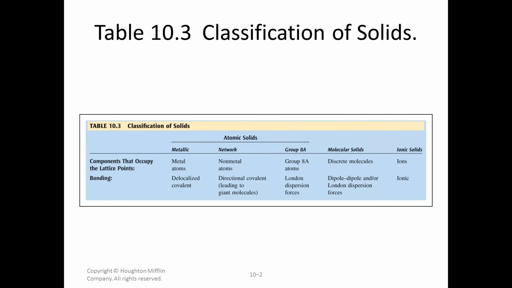Now we're going to look specifically at solids. So keep in mind from previous material that we have atomic solids, molecular solids, ionic solids, where we have either ions, discrete molecules, or atoms at the lattice points. And we can break atomic solids into metallic, network, or group 8A.